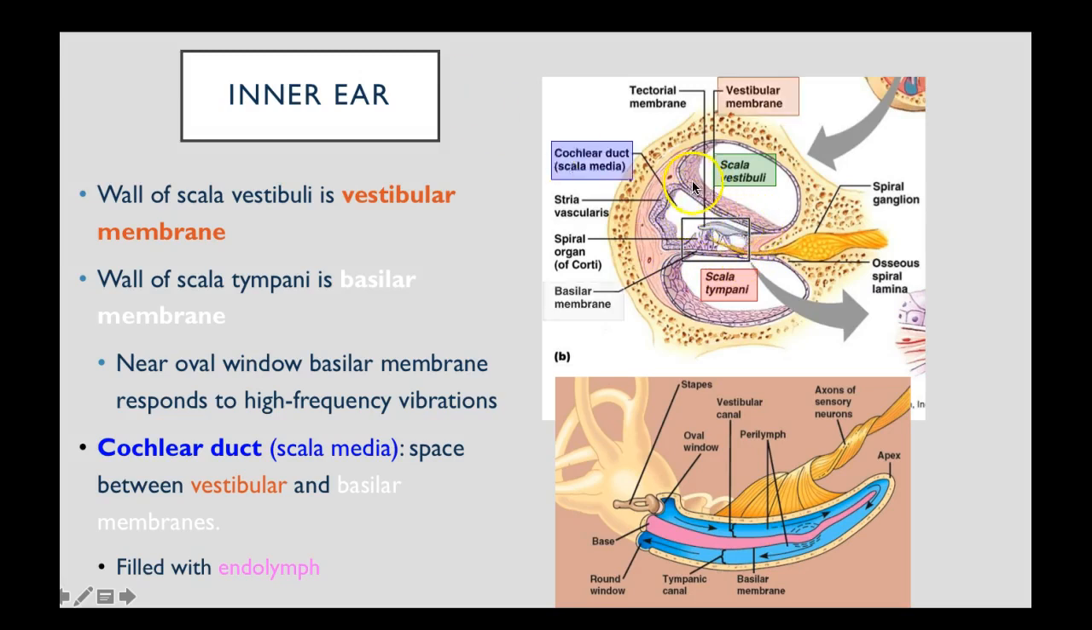The superior membrane is termed your vestibular membrane and is essentially the wall of our scala vestibuli, and that's where it got its name from, the vestibular membrane. Whereas the inferior membrane here is termed your basilar membrane and is essentially the wall of your scala tympani. Just as a reminder, your scala media or cochlear duct is filled with endolymph, which is in the pink.